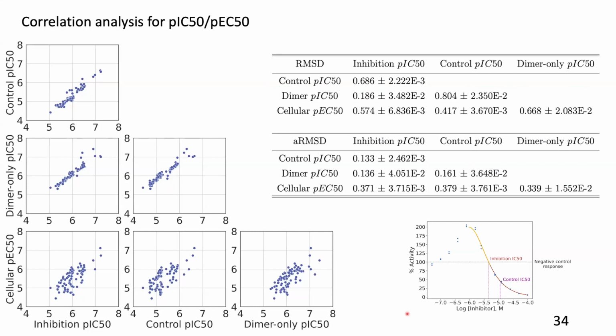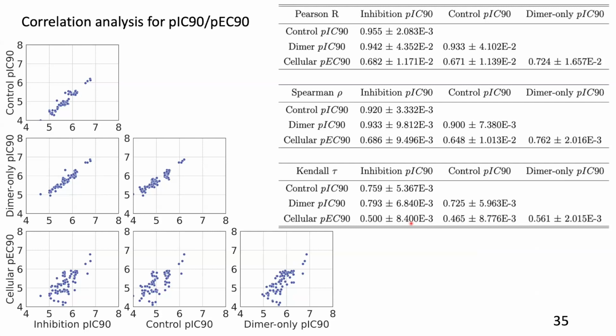We also looked at error metrics, and the error metrics show that the dimer-only PIC50 has a comparable quality to the inhibition PIC50 if you use an adjusted root mean square deviation that makes the means equal to each other.